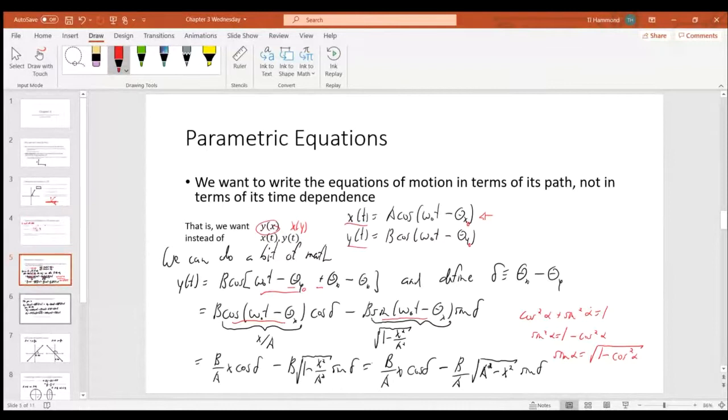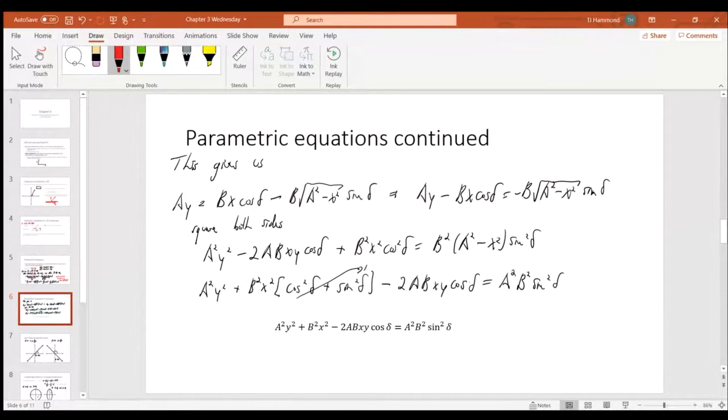All right, and then we can just expand that out. And so what that gives us is a y is equal to b x cos delta minus b times the square root of a squared minus x squared times sine delta. It's much simpler if you have square roots. If you're trying to solve for these equations, you try and put the square root term on one side and all the non-square root terms on the other side, and that way, when we square these, you get rid of that square root term.